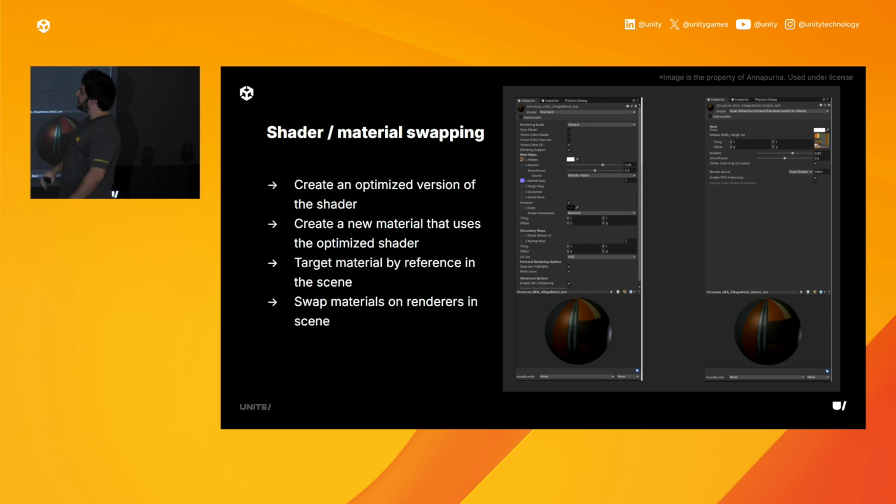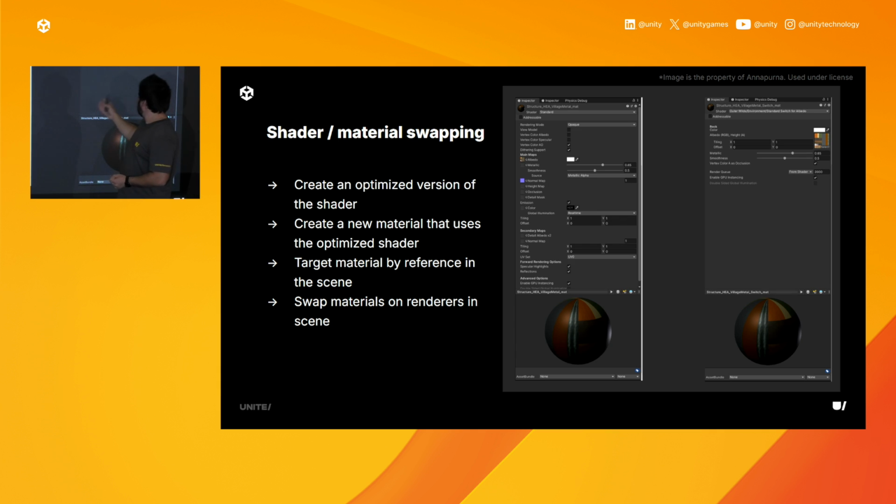All right. Next step, shader optimization. So why do we do this? Of course, this one's pretty straightforward. We did it to improve GPU performance. What we tried to do is create essentially an optimized version of the shader. And we did this through a few different ways.